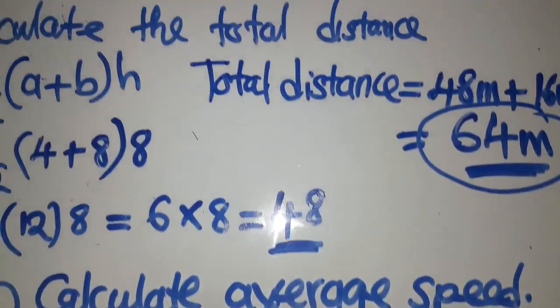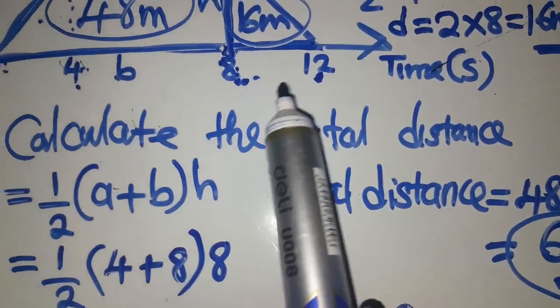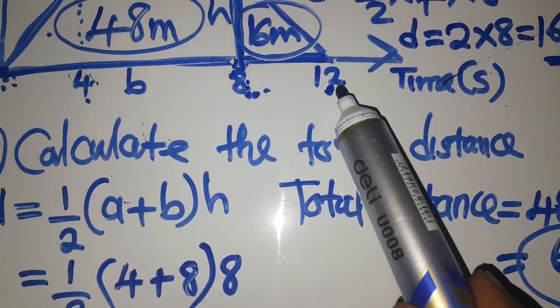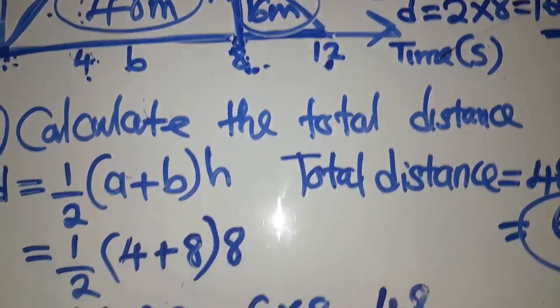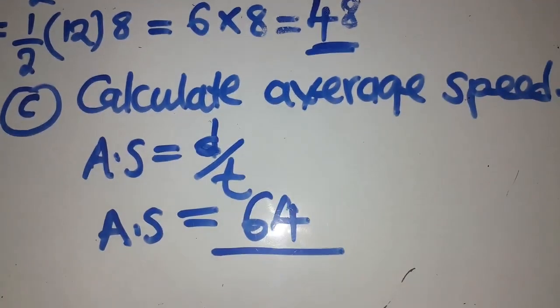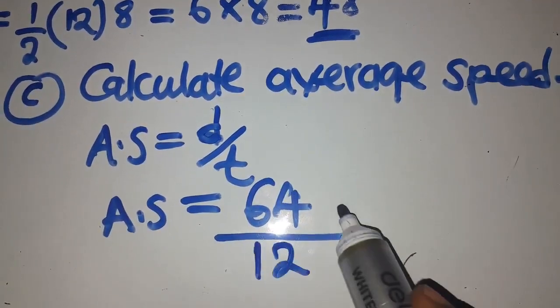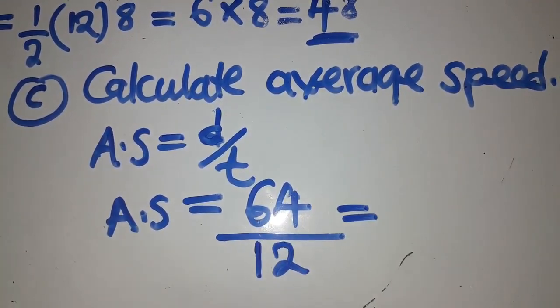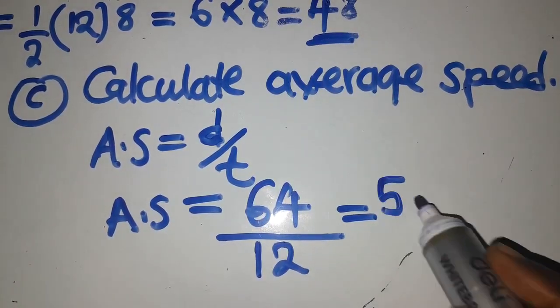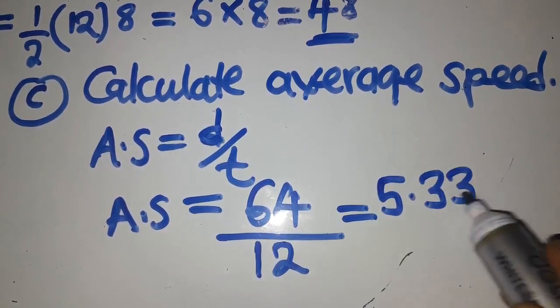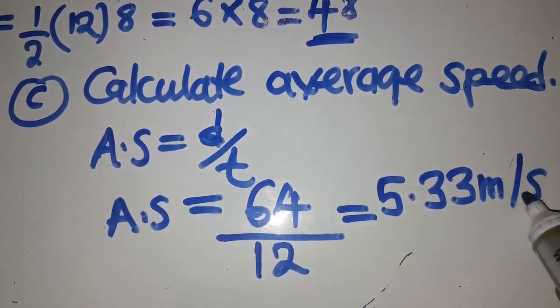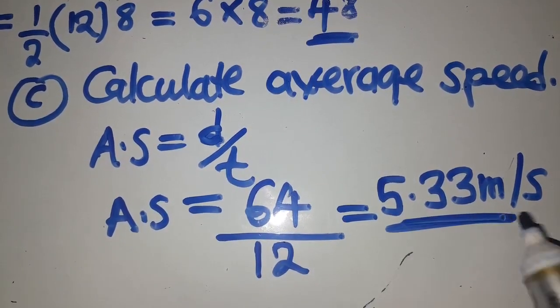What was the total time? You go to your graph. Your total time was 12. So 64 divided by 12. What answer are you getting? You're getting 5.3333. So 5.3 meters per second. This is how you need to answer it.